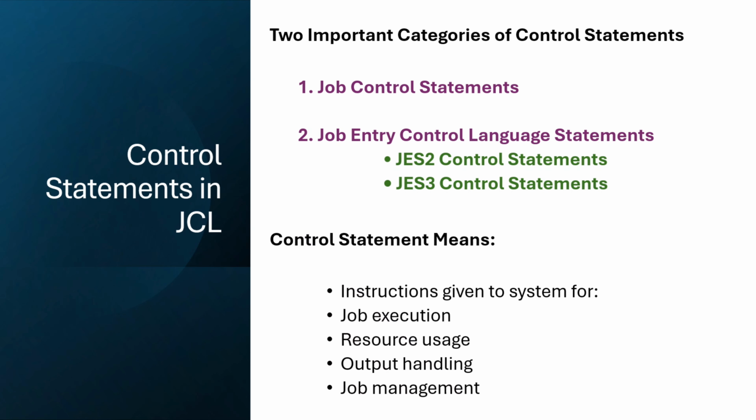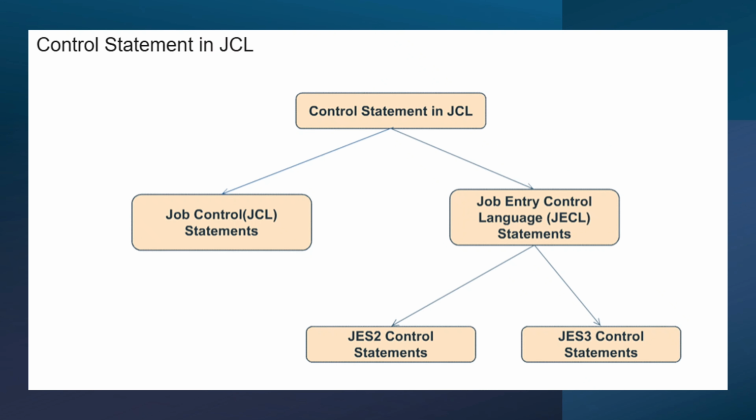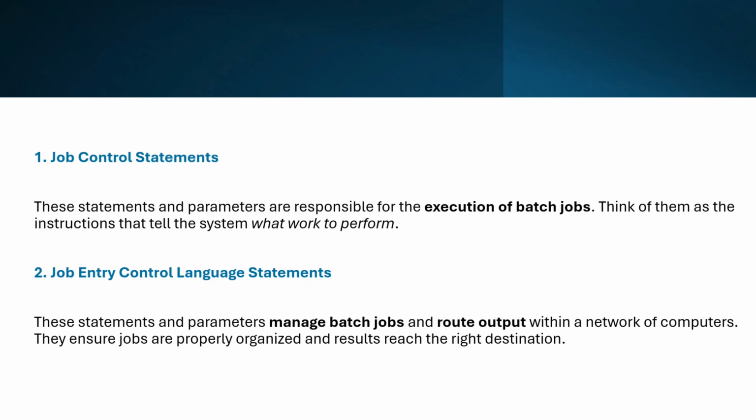Control statements in JCL. Control statements are instructions given to the system for job execution, resource usage, output handling, job management. There are 2 categories. 1. Job control statements. 2. Job entry control language, JES2, JES3 statements. Job control statements tell the system what work to perform. Job entry control language, JES2 or JES3 statements, manage jobs and route output across systems.